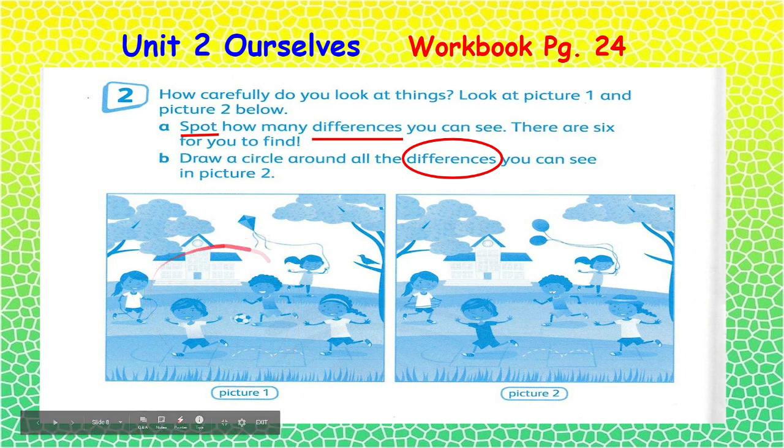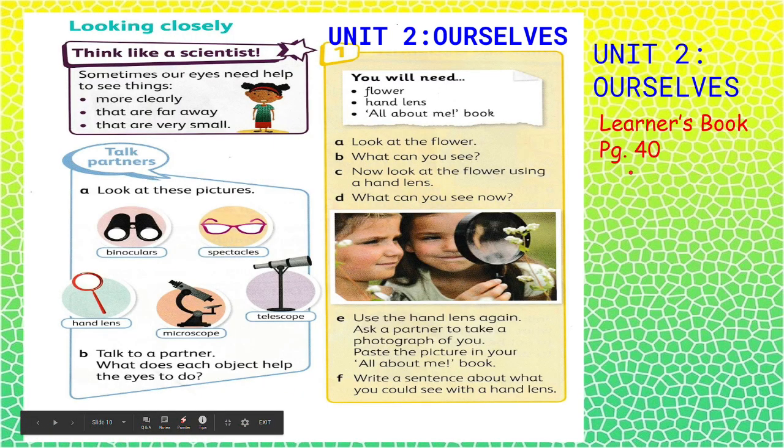Okay, look at picture number 1 and picture 2. You will spot the differences. There are 6 for you to find. Draw a circle around the differences you can see in picture 2. In this activity, we aim for every learner to make observations using the sense of sight and touch. In your learner's book, page 40, looking closely.